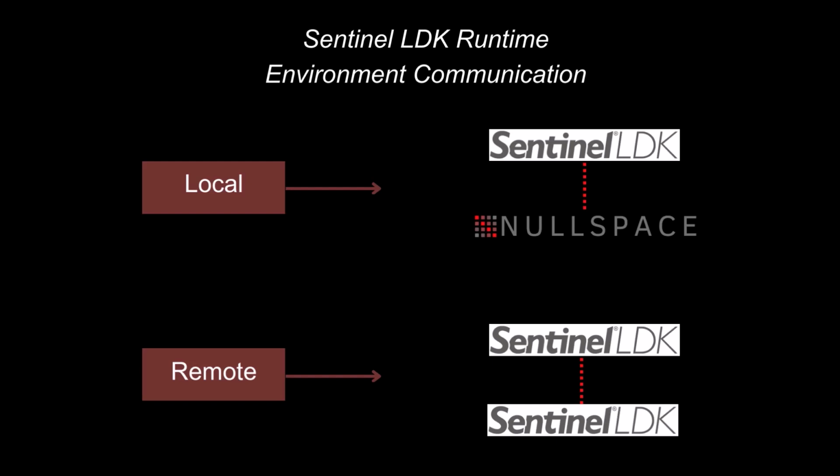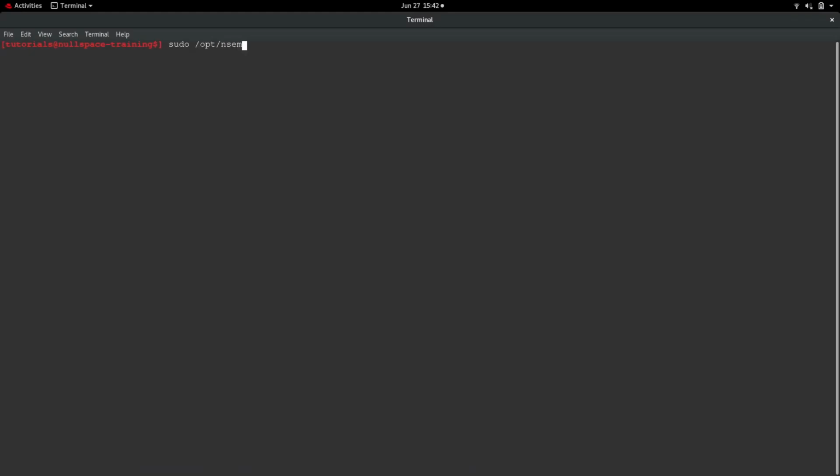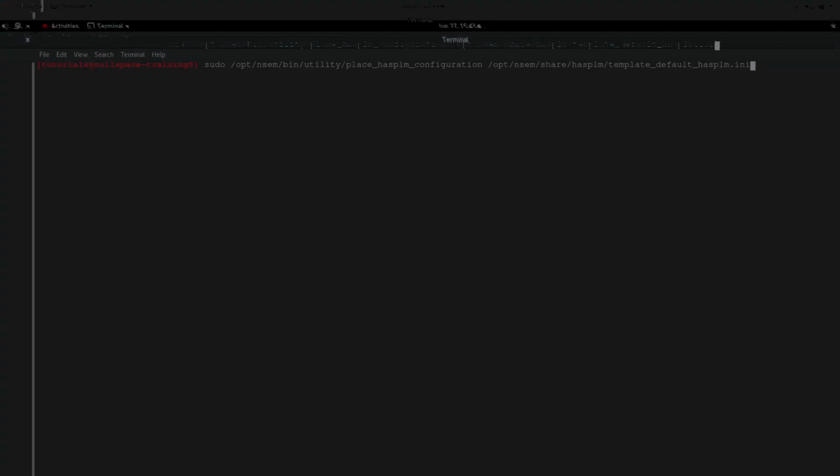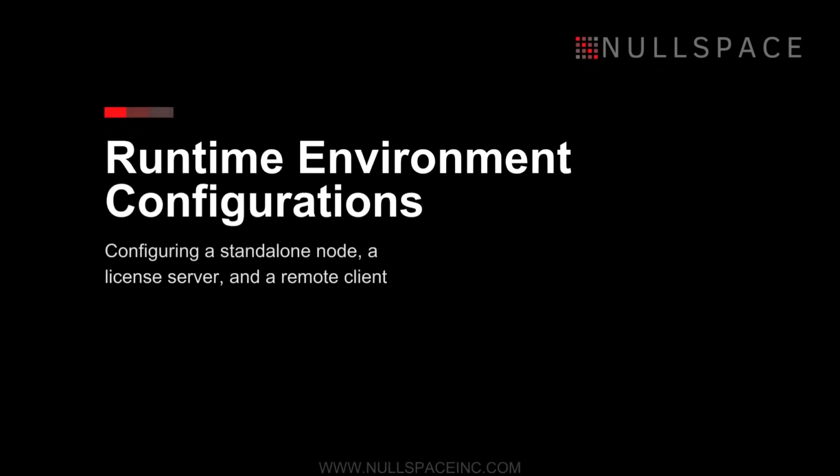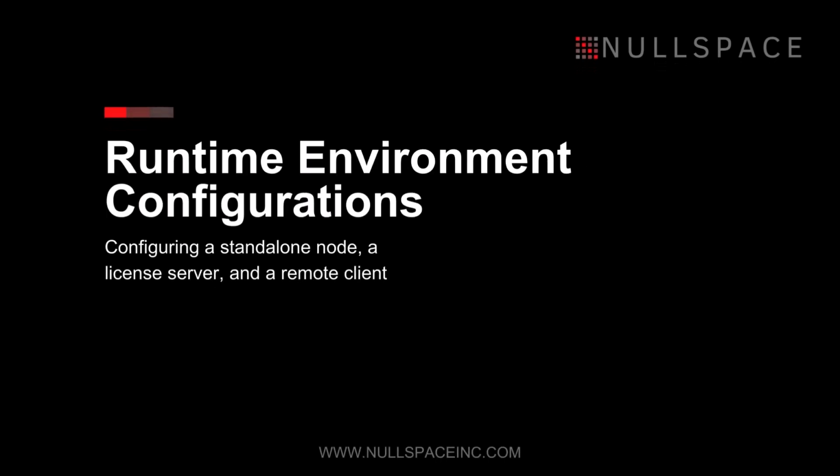However, Nullspace also provides standard configuration templates to fulfill the roles of license server, remote client, and standalone node. At any time, to reconfigure a machine with the default settings, assuming a default Nullspace EM install, execute the following command. Next, we will walk through configuring a standalone node, a license server, and a remote client.